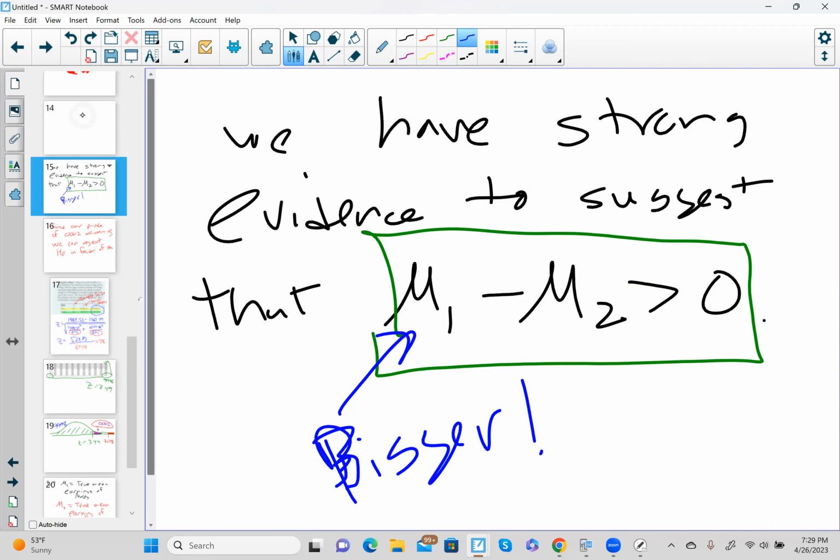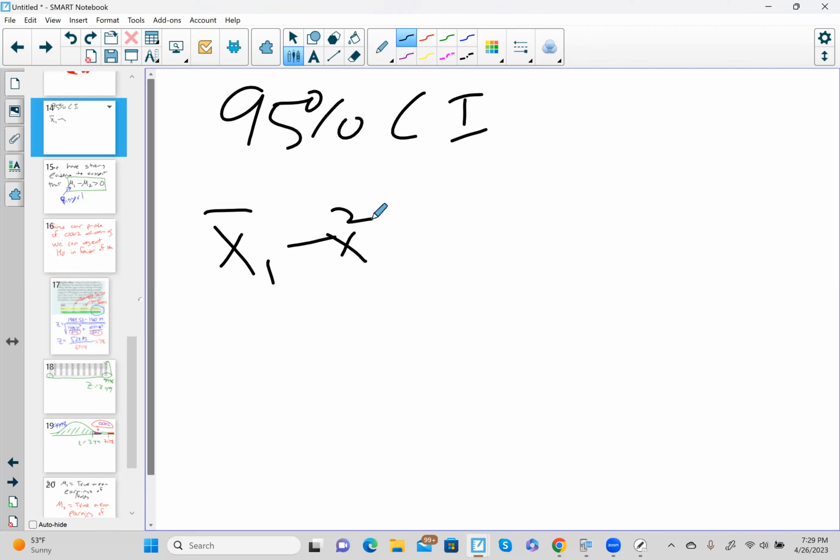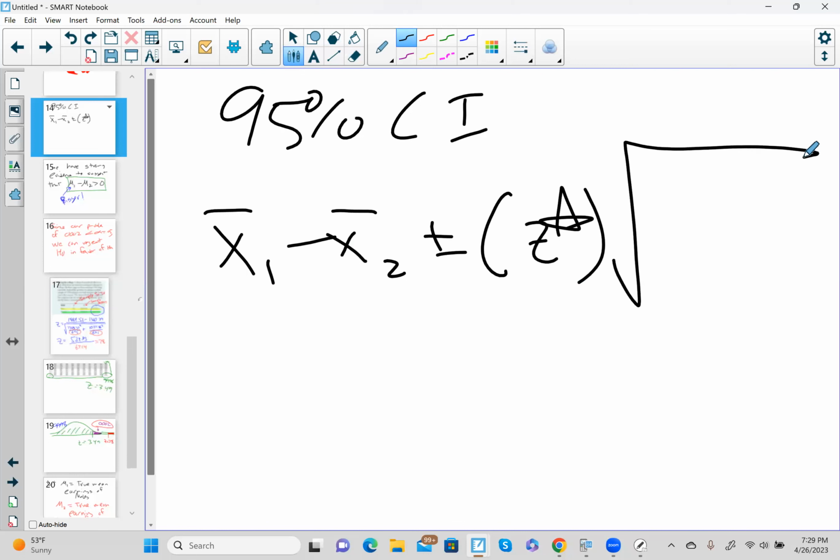Okay. Last thing you could do, you could also find a 95% confidence interval. And if you wanted to do that, it would look like this. X bar 1 minus X bar 2 plus or minus Z star times the square root of S1 squared over N1 plus S2 squared over N2. So very familiar, right? It's just like the other one. Okay, so we just need to go get all our numbers and plug them in.